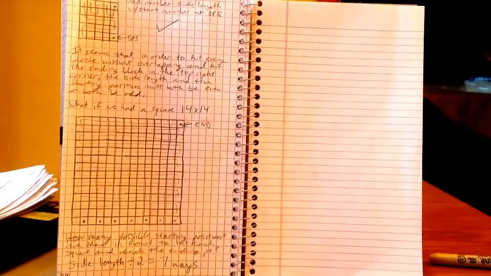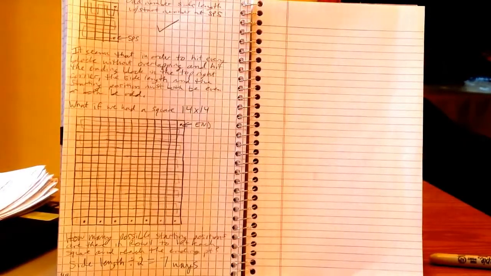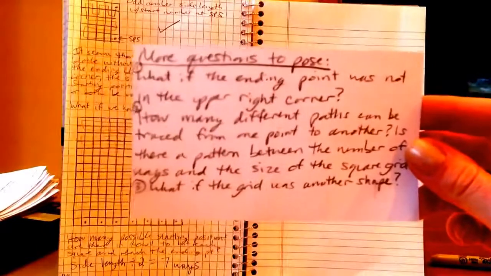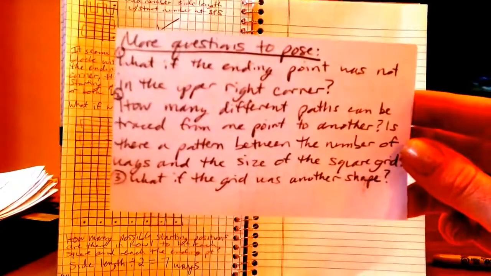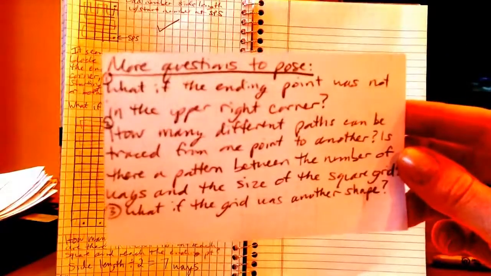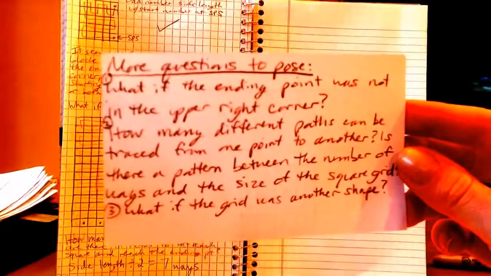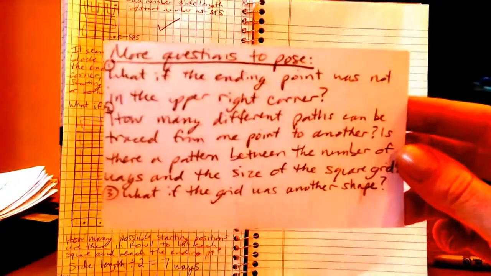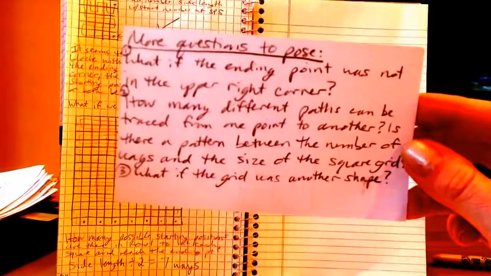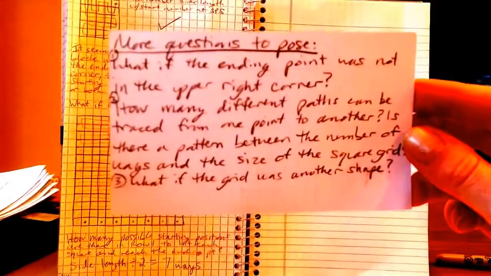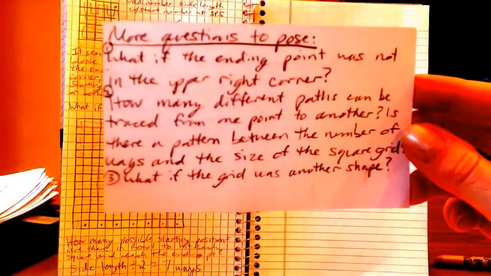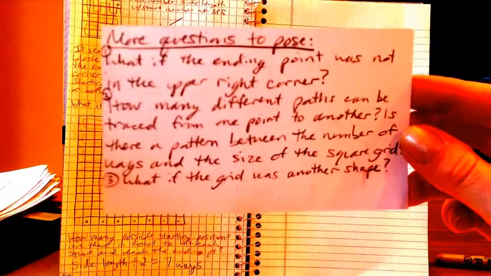I realized that I can do a lot with what I defined as grid mazes. There's a lot of different ways to investigate. And instead of spending more and more time on this, I decided to leave you with a couple of things that I would do if I was going to continue this math investigation. One of the things I was considering, what if the ending point was not in the upper right-hand corner? So I could experiment with different starting points and ending points.